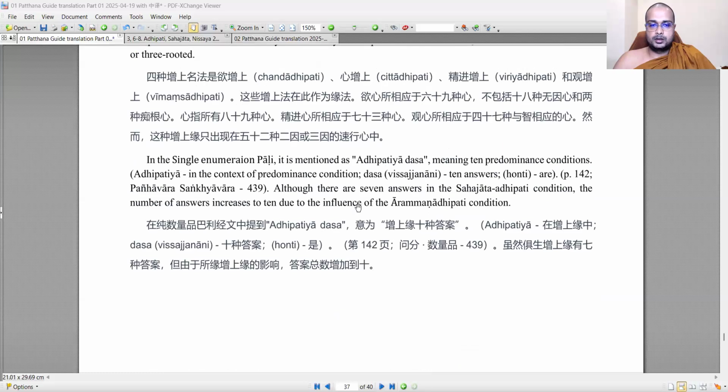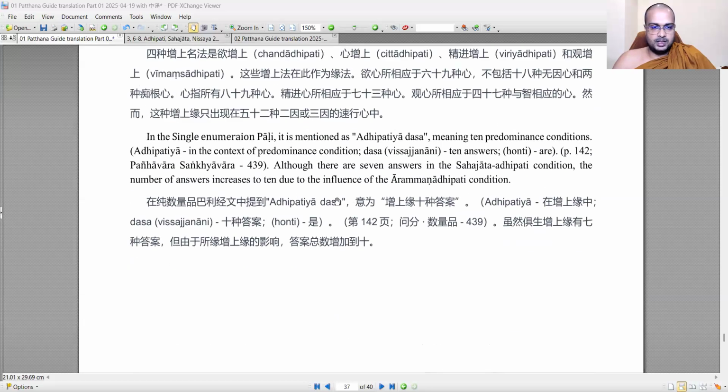Right. So last time we discussed that in the case of the predominance condition, there are 10 answers, 10 enumerations, but only 7 are applicable for the conascent predominance condition that we discussed last time.